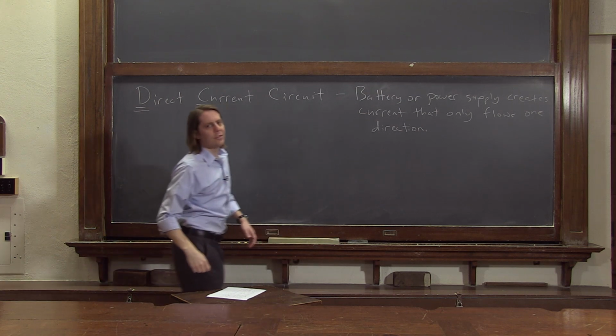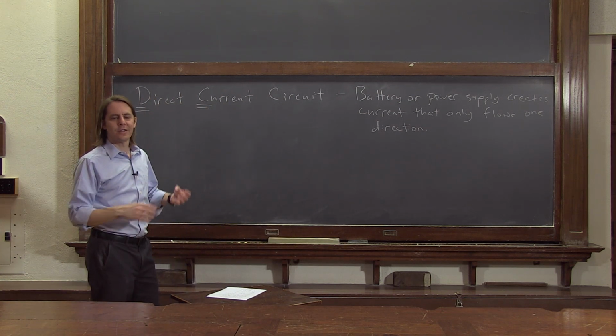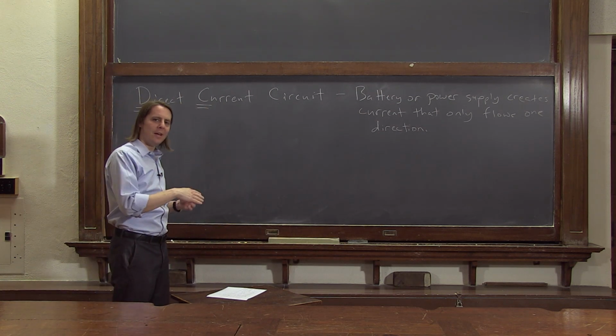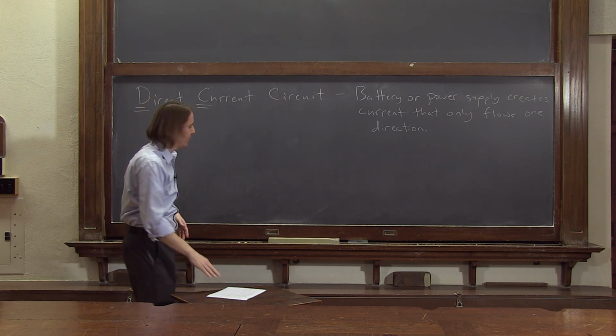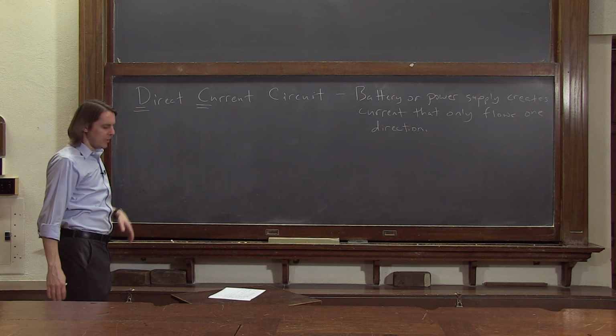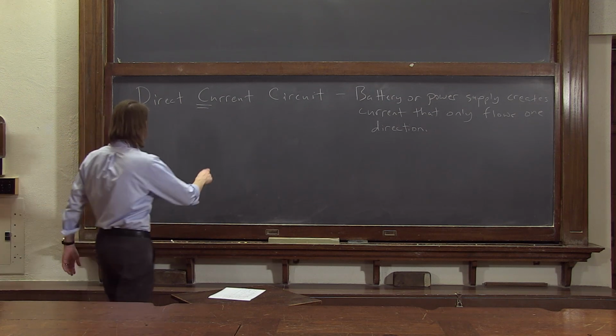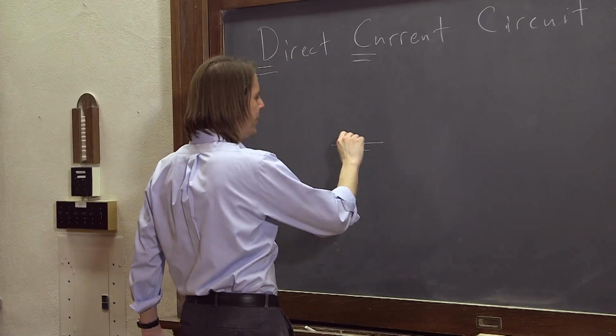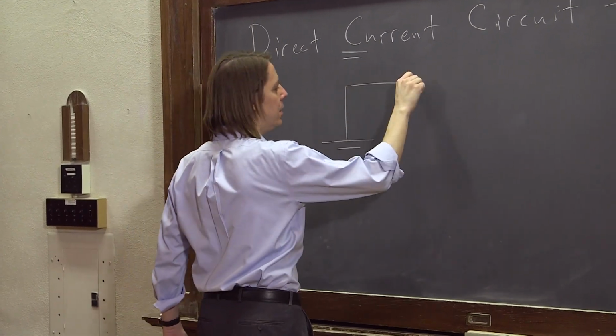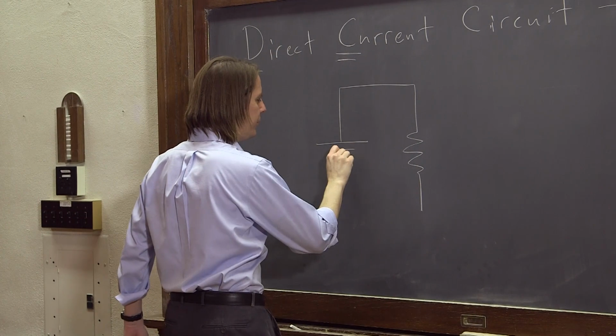So it's not necessarily that the current is constant. It can actually go from 0 up to some value and it can decay back down to 0. But it always goes the same way, never goes back. That's how we distinguish DC from AC. So let's draw our simple circuit again and see what else we can begin to think about. So here is our battery, and here is our resistor.